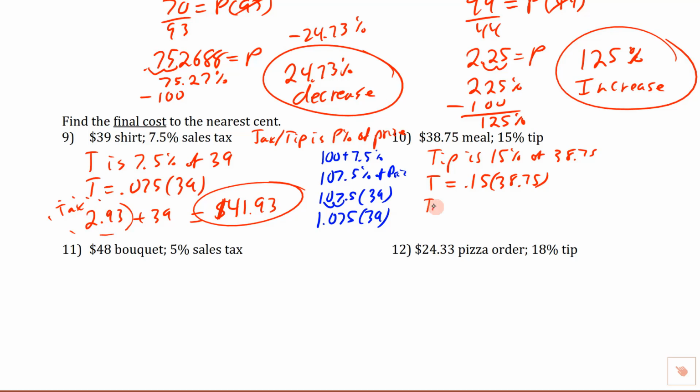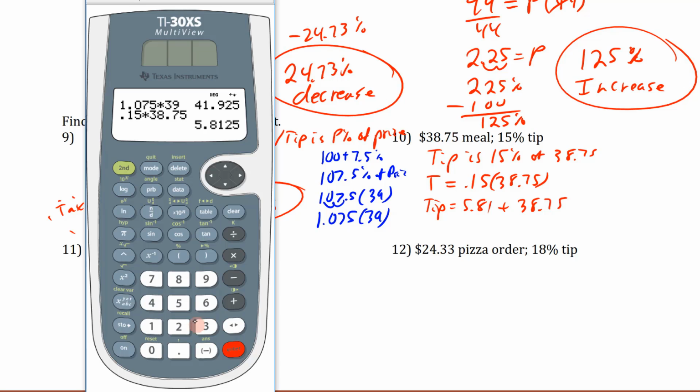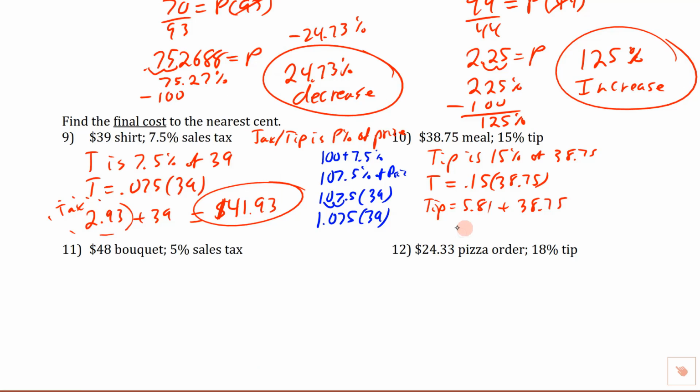So this is the tip equals $5.81. We're going to add that to the original price of 38.75. Let's see what we get here. 5.81 plus 38.75. Got it typed in there the right way, so we get 44.56. Okay, so 44.56. Again, we want to have the label on there, so it's $44.56.